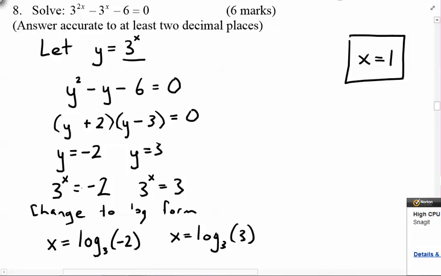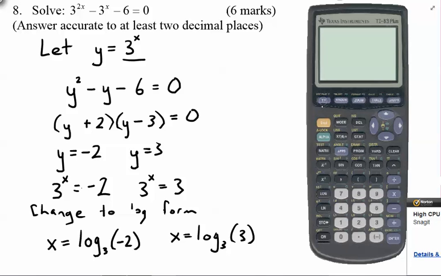To check our work, we'll use a graphing calculator. So let's take a look. We'll graph the left-hand side, and we'll graph the right-hand side, and see if we get x equals 1. So the left-hand side has a complicated exponent, so we need to put that exponent in brackets. 3 to the power of brackets 2x, minus 3 to the x, minus 6. And for the other graph, we'll graph the right side, which in this case is just the number 0.